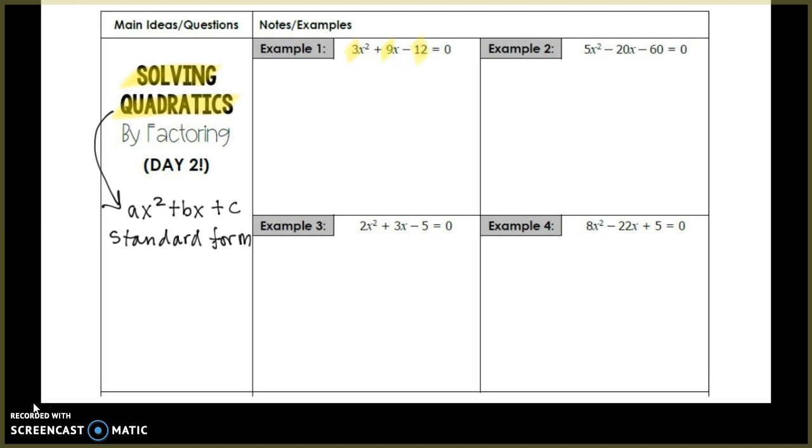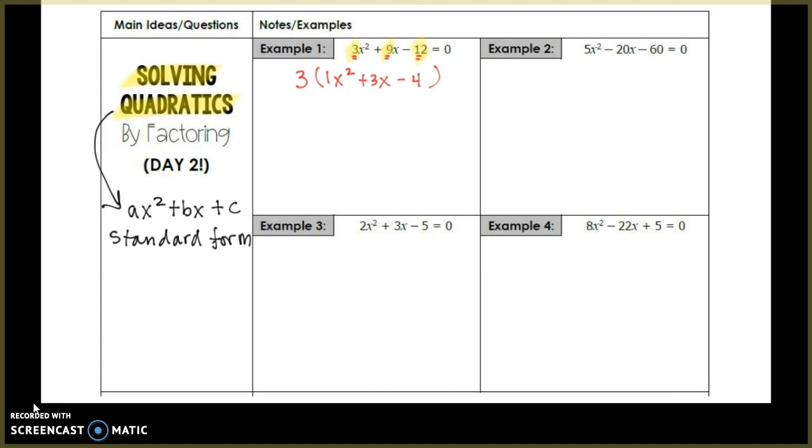So in example 1, I look at this and I know that 3, 9, and 12, they all have a common factor of 3. So before we can use the slip and slide method, I am going to factor out, or take out, 3 from each term by dividing it. If I divide 3 by 3, that leaves me with 1x squared. And if I divide 9 by 3, that leaves me with 3x. And if I divide 12 by 3, that leaves me with -4.